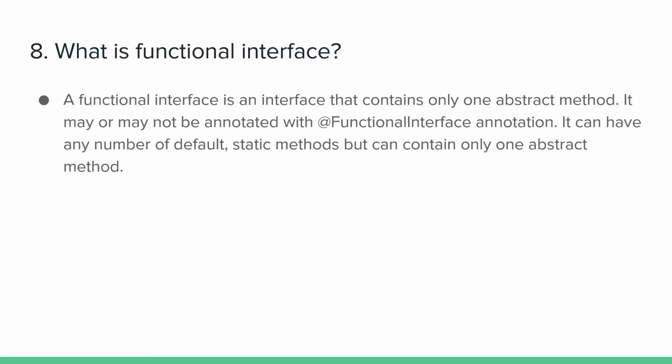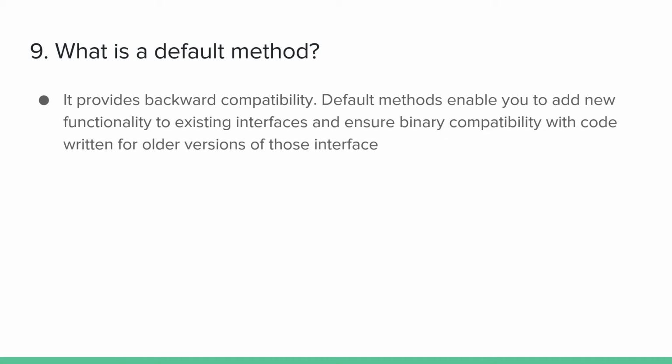What is a functional interface? A functional interface is an interface which contains only one abstract method. Remember, a functional interface has got only one abstract method. It may or may not be annotated with the functional interface annotation. This is another very important point. It may or may not be. And at the same time, it can have any number of default and static methods, but it can have only one abstract method. What is a default method?